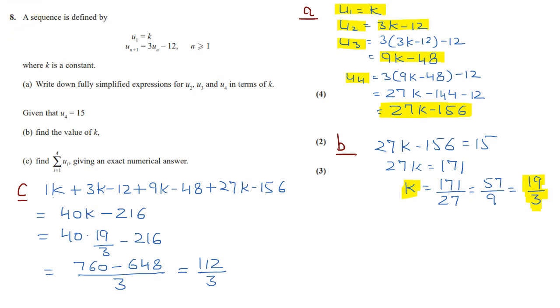That is equal to 112 over 3. So this is the sum of all four terms. You can write this as the sum of u_i, i equal to 1 to 4. That is the answer.